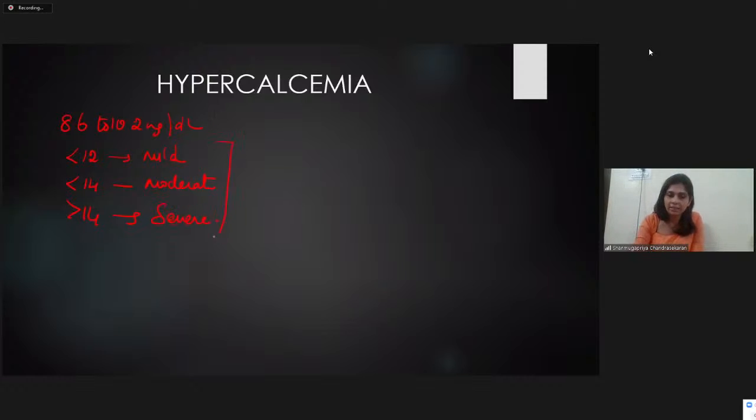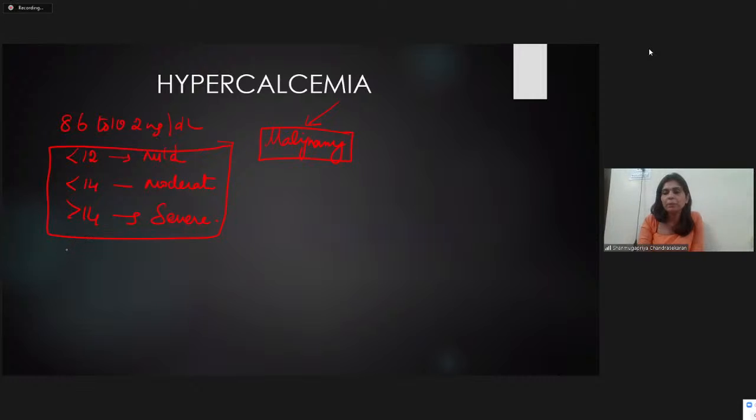And though we grade it this way, clinical presentation would differ depending not only on the value, but also on the rate of onset of hypercalcemia. If it's a faster onset, even when the value is like 13 milligram per deciliter, you find severe manifestations. So it's not only the value which matters, it's also the rate of onset which matters. And that is why the most common cause of symptomatic hypercalcemia is malignancy.